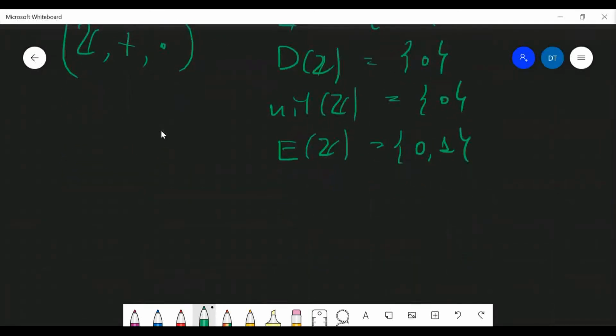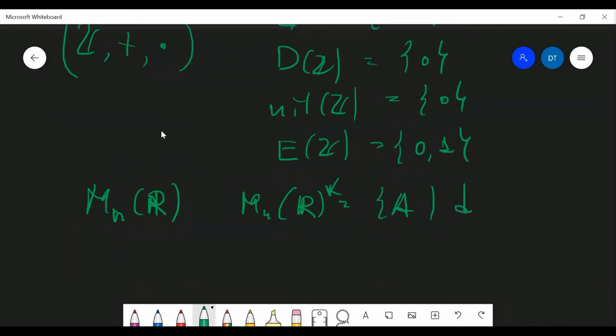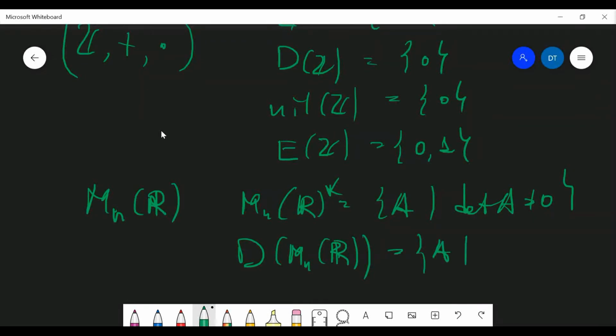Well, in case of a ring of square matrices, it's easy to describe invertible elements. This is just the set of all non-degenerate matrices. This is the set of all matrices with non-zero determinant. And actually, every matrix with zero determinant is a zero divisor. The set of all zero divisors of this ring actually is the set of all degenerate matrices.